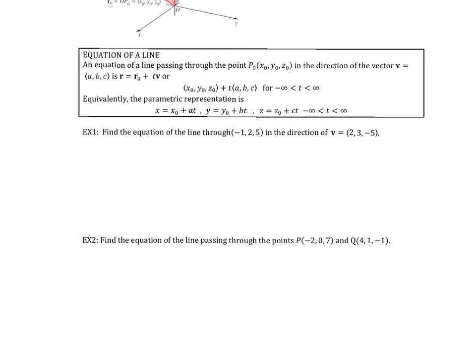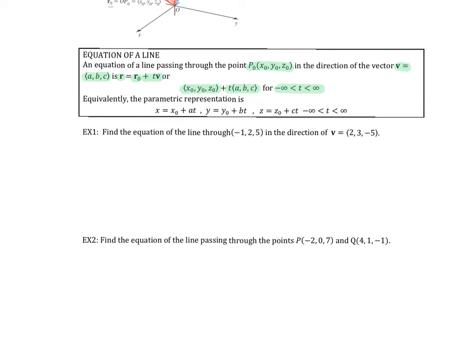So all we need here is a point, and we need a direction vector. Once we have those, then we can write the vector form of an equation of a line in space as the vector r equal to r naught, a vector corresponding to p naught, plus t times our direction vector v. Or in other words, it's going to be the vector x naught, y naught, z naught plus t times the direction vector a, b, c. Since this is a complete line, our t values are going to go from negative to positive infinity.